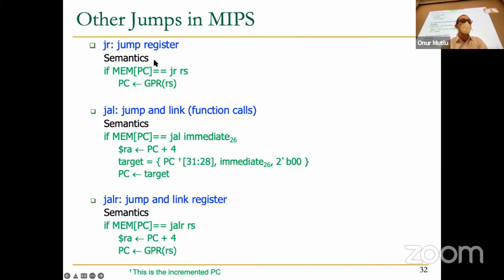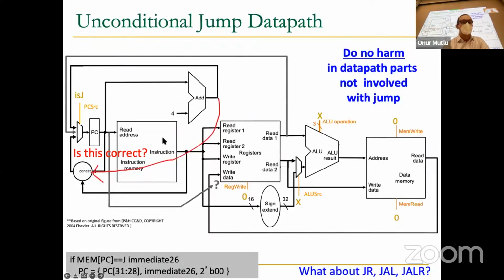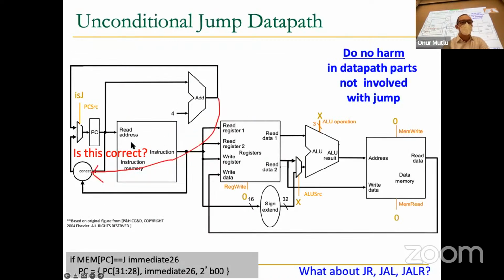A jump register, for example, says PC gets general purpose register, the contents of RS. So here, basically in jump register, PC should be connected to the output of the register file. So you read the register RS, get the contents, and load them into the PC. So there needs to be another connection over here to support jump register. And of course, this mux becomes wider now. So if the instruction is a jump register, you should select this input to the PC.